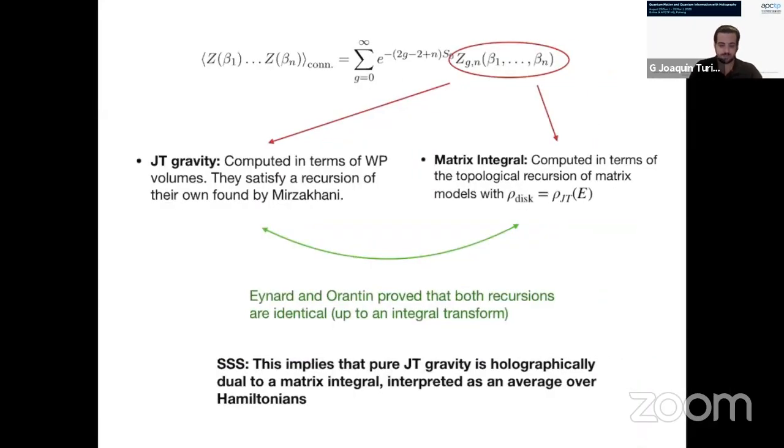Okay, so this is just a reiteration, but as I say here, the only thing I wanted to stress is that Saad, Shenker and Stanford says that pure JT gravity is holographically dual to a matrix integral, where now you have to interpret it as an average over Hamiltonians. And this is different from previous ideas that connect 2D gravity with matrices, because the matrix is usually interpreted as some kind of triangulation of the surface where the 2D gravity lives. So the new thing of Saad, Shenker and Stanford was to think of it as an ensemble average over theories.